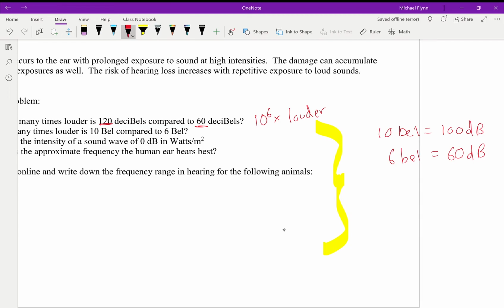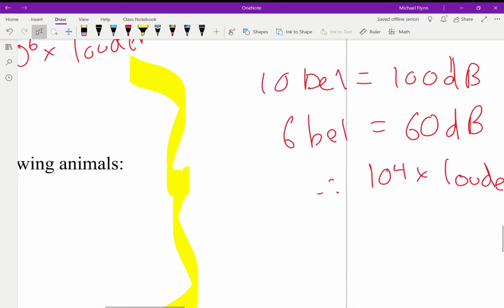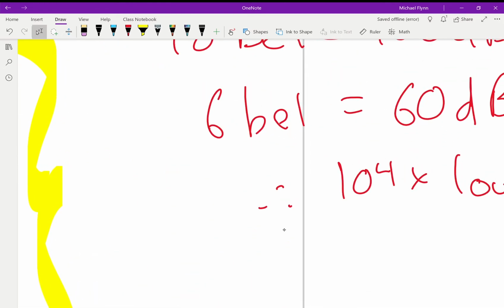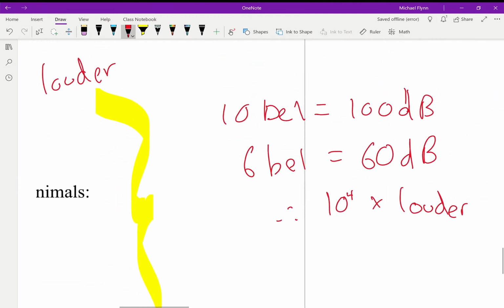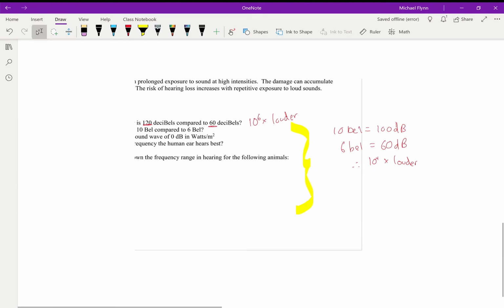So how many times louder than that? That would be 10 to the power of 4 times louder, because it's 40 decibels higher. Sorry, my writing is terrible. It's 40 decibels higher, which means 4 powers of 10. It's not 104 times. It is 10 to the power of 4 times louder. Hopefully that makes sense to you. So that's the decibel scale.